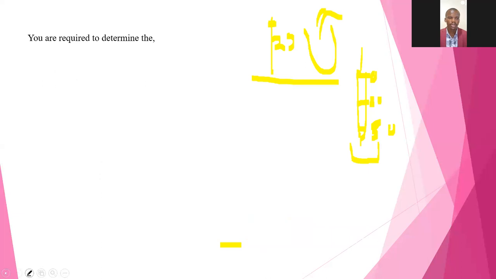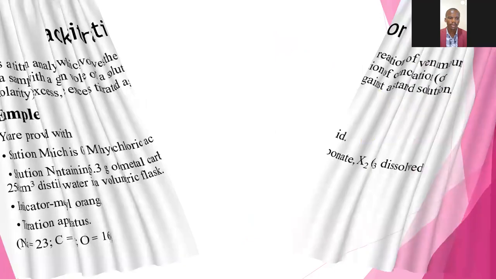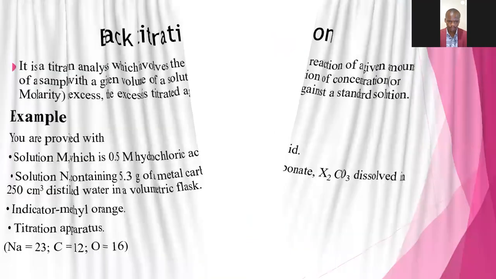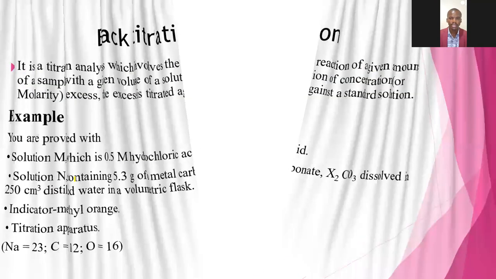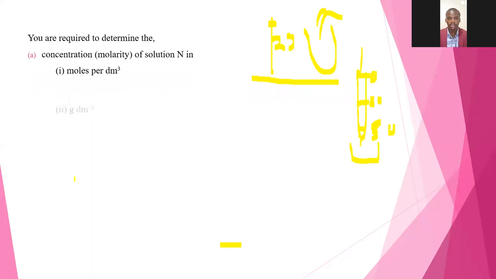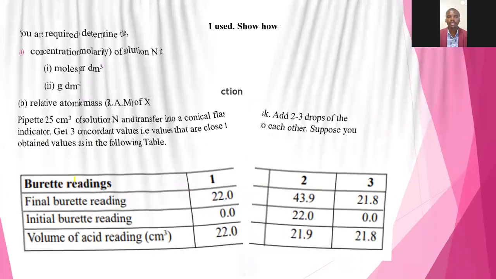So when I come back, sorry, let me come back here. You can see here very well. Here, we said that in titration, we are getting the concentration of an unknown using the concentration of a known one. So here we are given the concentration of the hydrochloric acid, which is M. Now we have to get the concentration of the unknown, N. We don't know its concentration. That's for X carbonate. So that is what I wanted to explain for you so that you'll be able to know that.